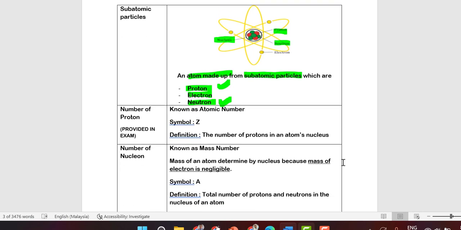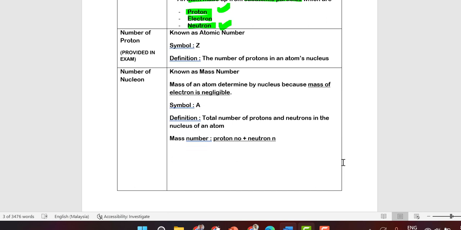Okay. So number of proton. The definition of number of proton is the number of protons in an atom's nucleus. Number of proton is also known as atomic number. The symbol is capital Z. Number of proton will be provided in the exam.